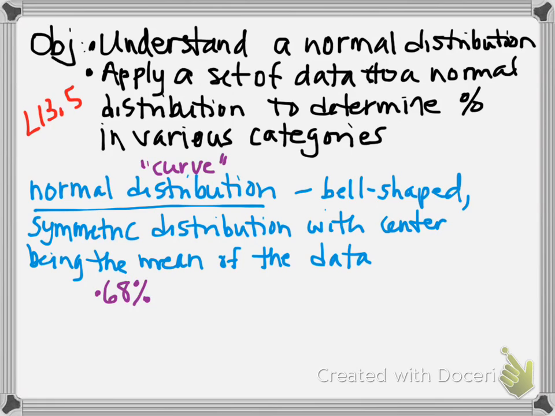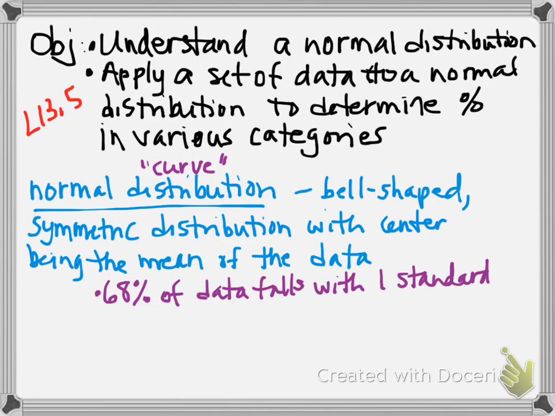68% of data falls within one standard deviation of the mean. Now, when we say 68%, we're saying one standard deviation to the right of the mean, one standard deviation to the left of the mean. So it's a complete section of two standard deviations altogether. This is why we figure out standard deviations, so we can figure out where that 68% of the scores should be.